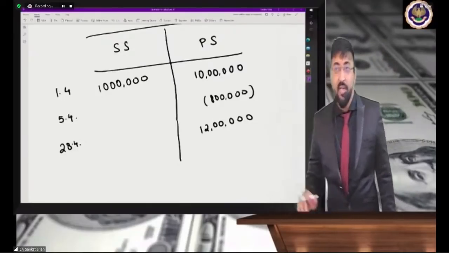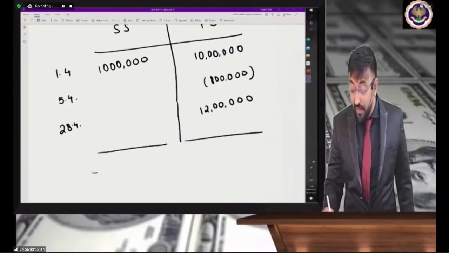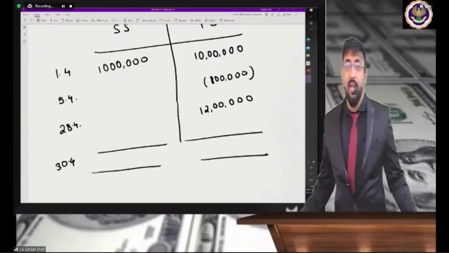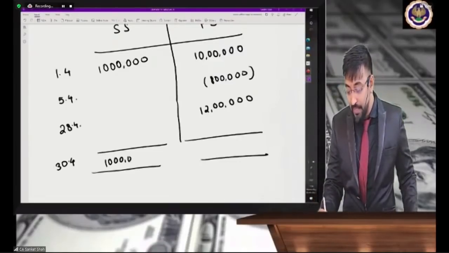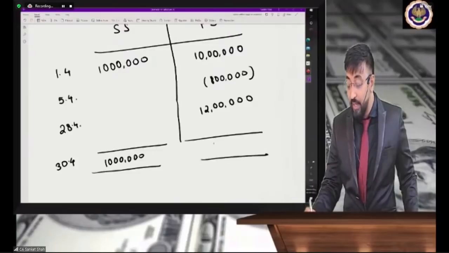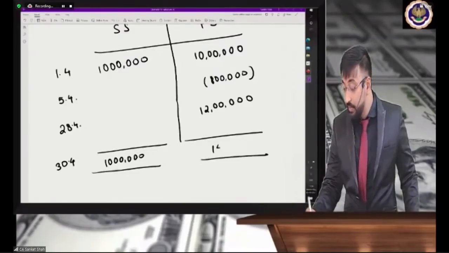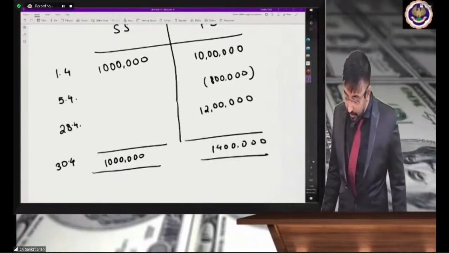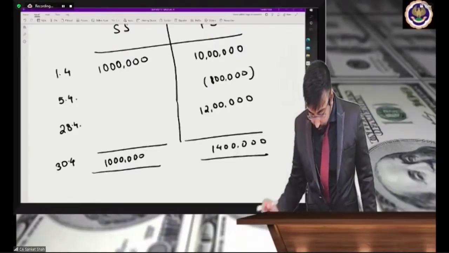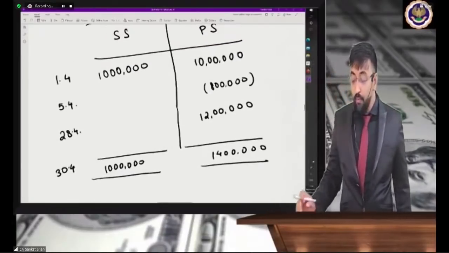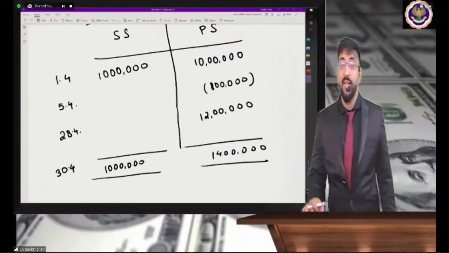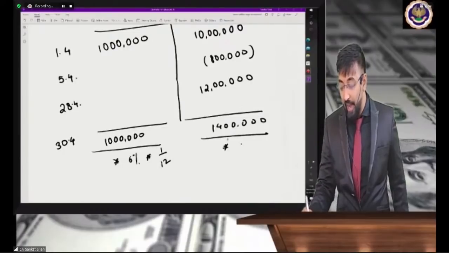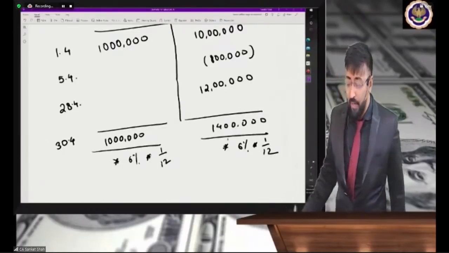Now the question is, suppose the interest date is 30th of April. Sanket sir will get interest on 10 lakhs rupees and Pratham will get interest on 22 minus 8, so it is 14 lakhs. Who will get interest on 14 lakhs? Pratham Shah. The interest rate is 6%, so Sanket will get 6% into 1 divided by 12 and Pratham will get 6% into 1 divided by 12. Now the question is very easy.